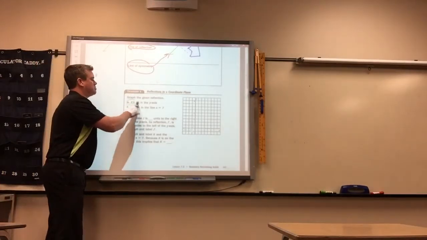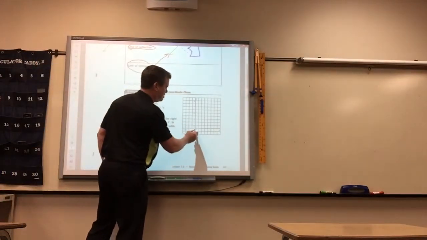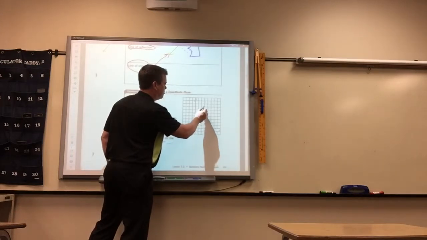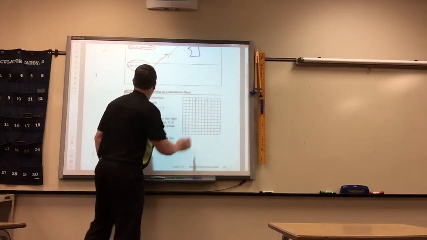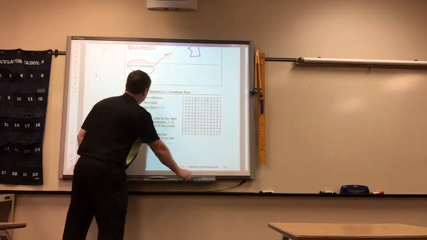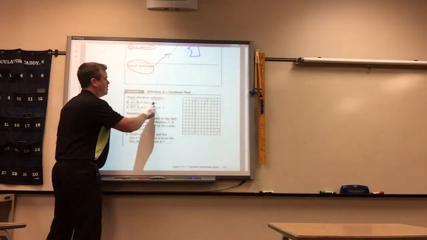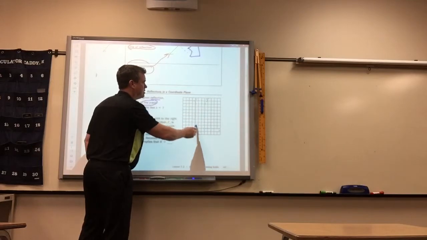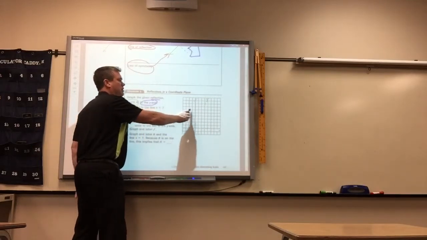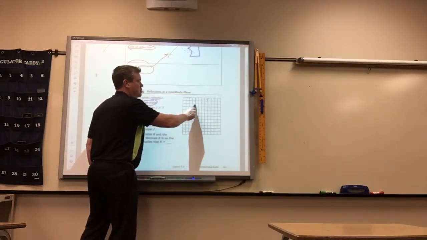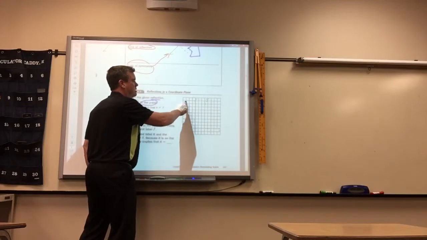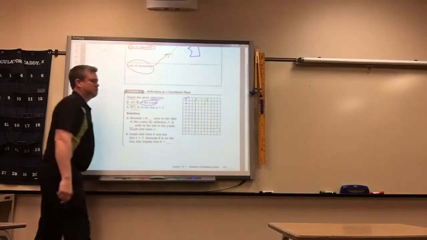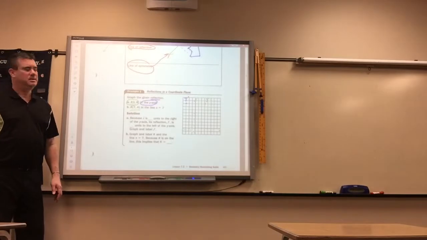So if you plot this point, J is 3, 8, so over 3 and up 8. We're going to reflect it in the y-axis. The y-axis is here, so all it is going to do is flip over here. So you just count, it's 3 away, so you go 3 to the other side. There's J prime. Okay.